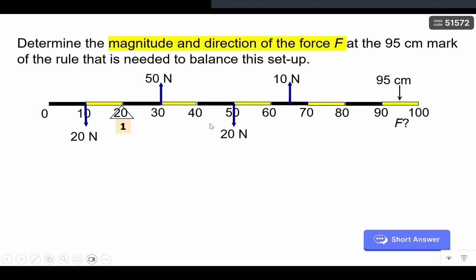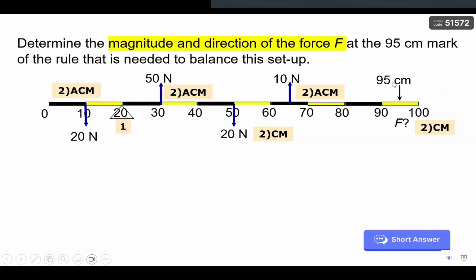I have 1 force, 2 forces, 3 forces, 4 forces, 5 forces. 5 forces, and I need to label them whether they are clockwise or anti-clockwise. So let's go one by one. 20 Newtons is this side, so it will be anti-clockwise. And then 50 Newtons is this side, but it's going up, so it's also anti-clockwise. This is clockwise, this is anti-clockwise. Okay, so you take a look.